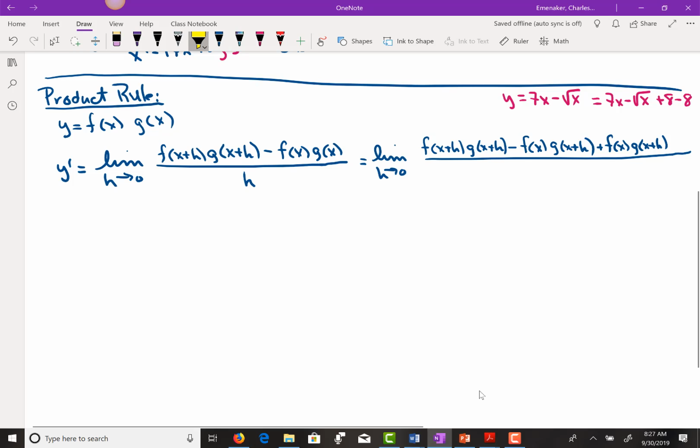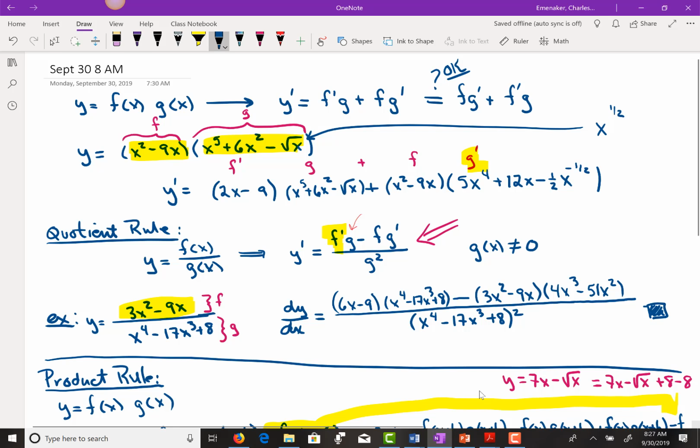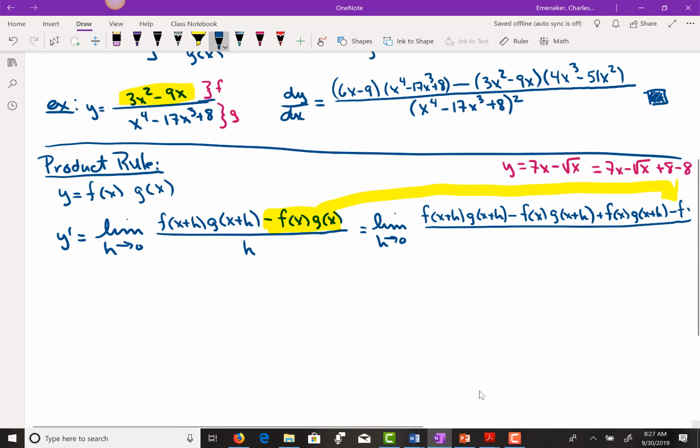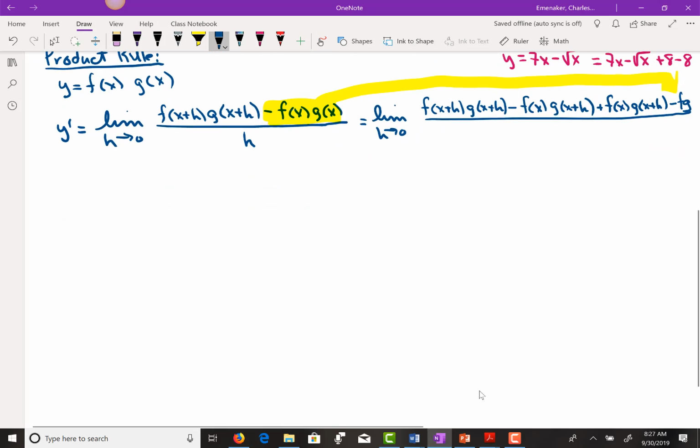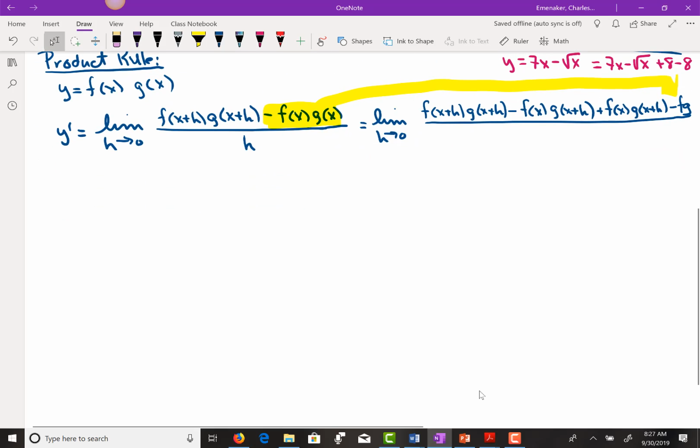And the very last thing I'm going to do then is, do you see this part that's highlighted? That's still part of the numerator, isn't it? We still have minus f of x, g of x, way over there at the far right-hand side, and this is all over h. Yeah, this is looking a lot easier than memorizing the product rule already, isn't it? Or not.